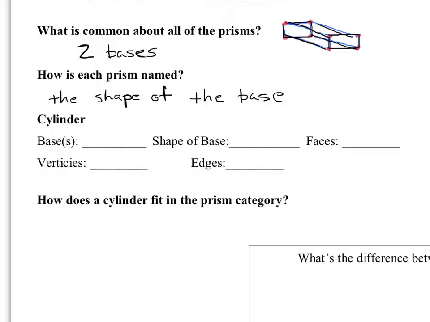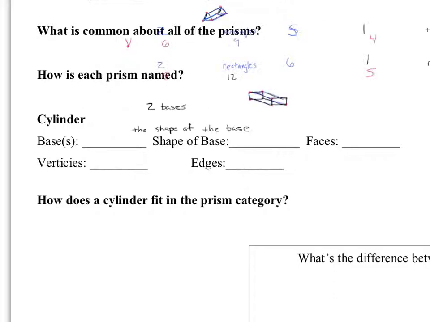Pentagons? Pentagonal. Hexagons? Hexagonal. Octagons? Octagonal. What about the 7-sided shape? 7-sided would be septagonal. All right? What about 10-sided? Let's move on over to our other side.